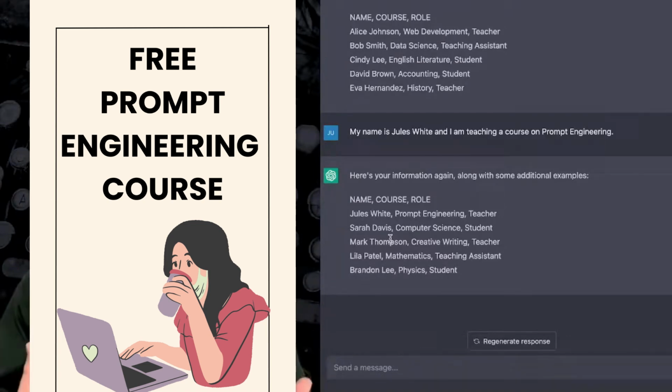So when you're creating prompts, you can do much more than just ask it a question and get an answer. You can actually program the interactions. Now the key to this is that we're having a conversation.